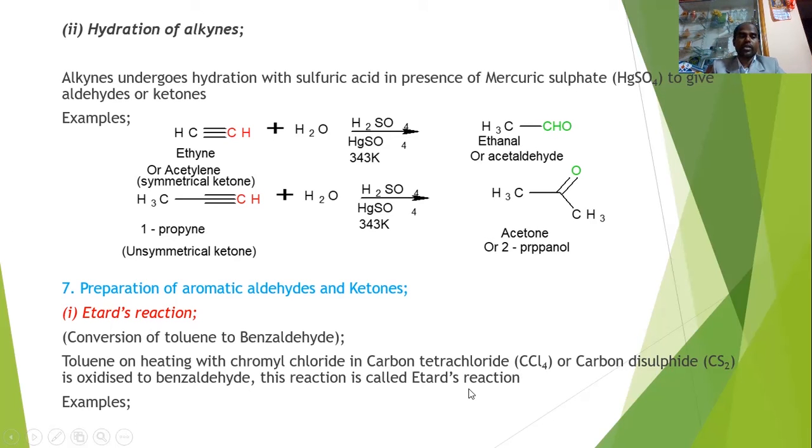This reaction is called Etard reaction. Etard reaction means toluene on heating with chromyl chloride in carbon tetrachloride or carbon disulfide is oxidized to benzaldehyde. This reaction is called Etard reaction. Let's look into an example.